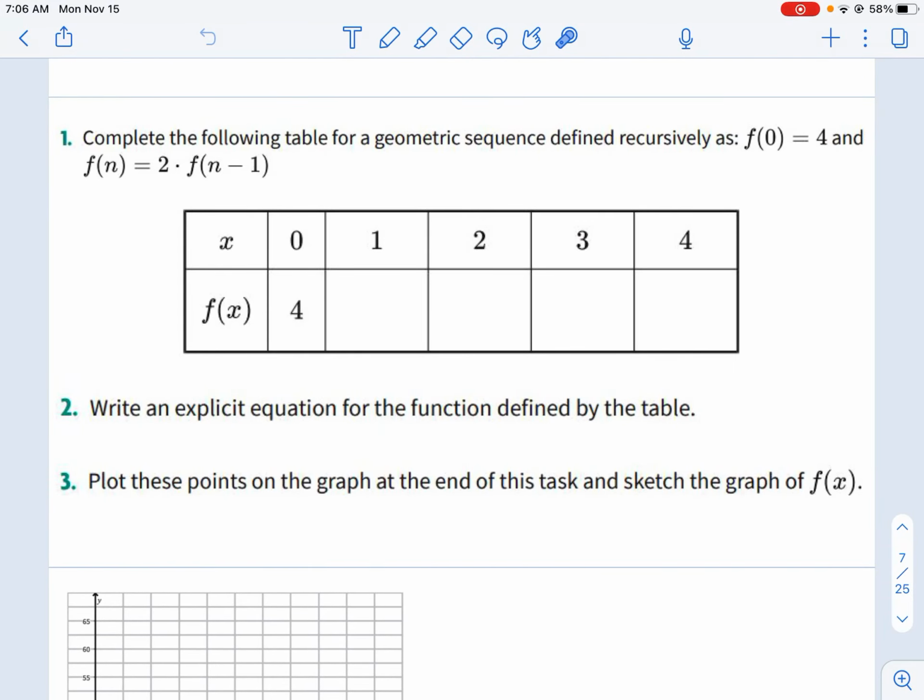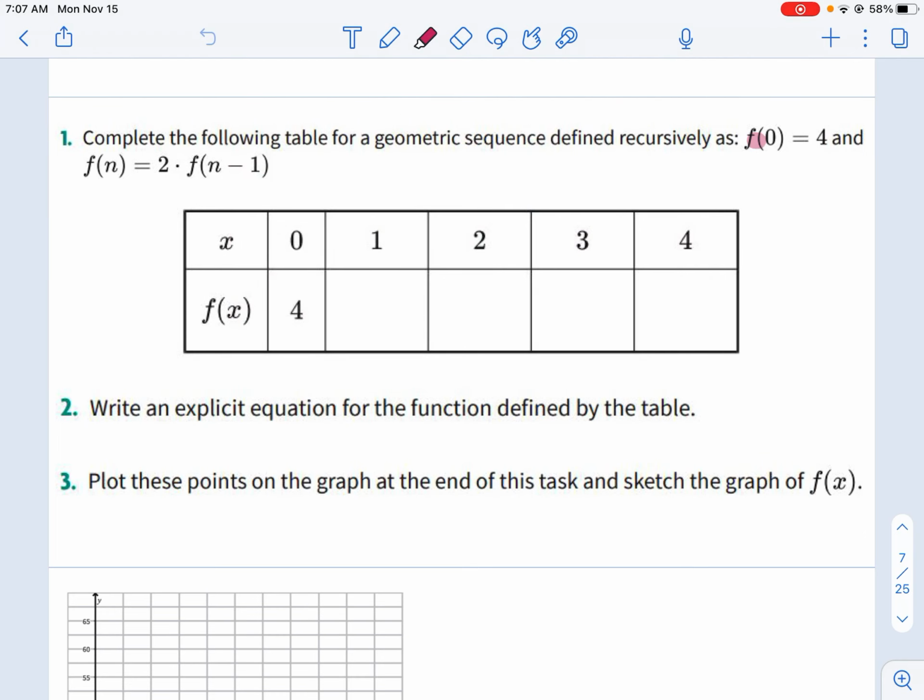So for this problem number 1, it says complete the following table for a geometric sequence defined recursively as f of 0 equals 4, so a start value, and f of n equals 2 times f of n minus 1, so 2 times the previous term. So my f of 0 equals 4, my input has an output of 4, and each time I'm multiplying the previous output by 2.